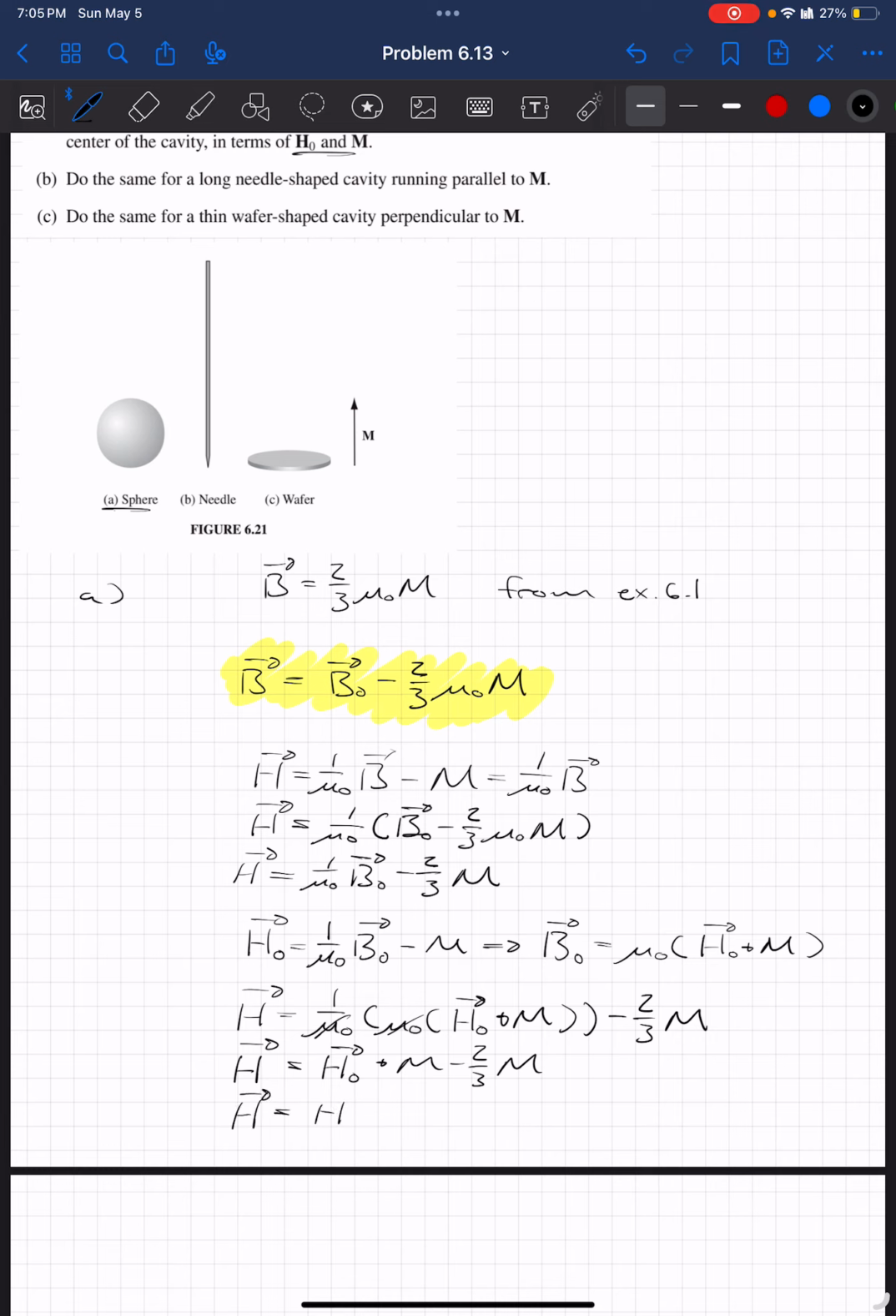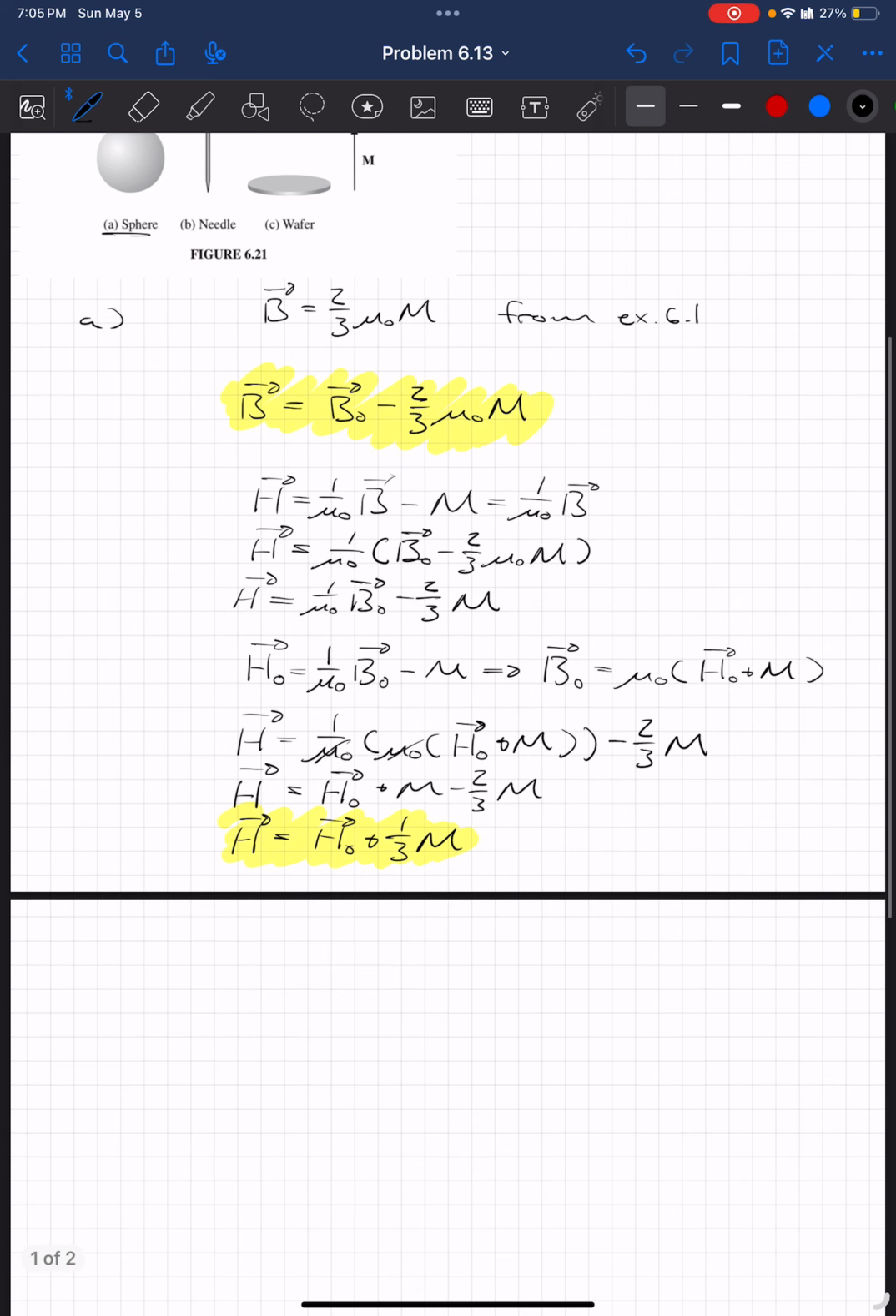H is equal to H naught plus 1/3 M. And that's the H at the center of our cavity, after removing the magnetic field of 2/3 mu naught M from the material.